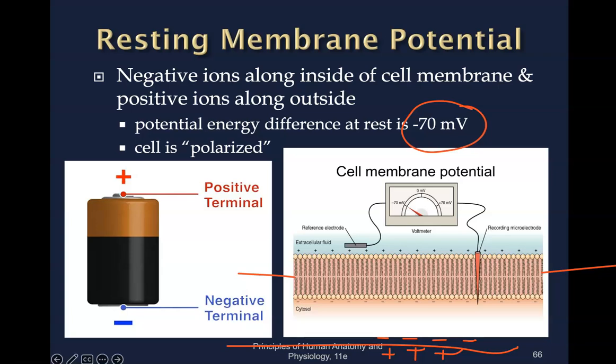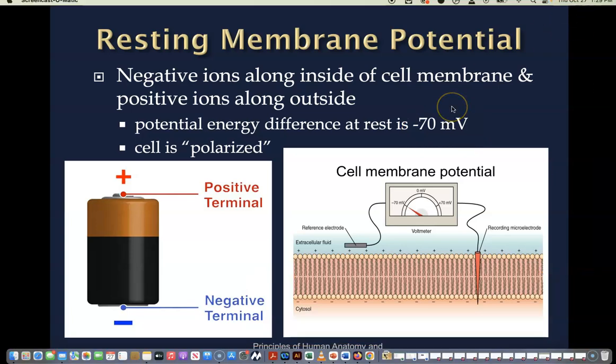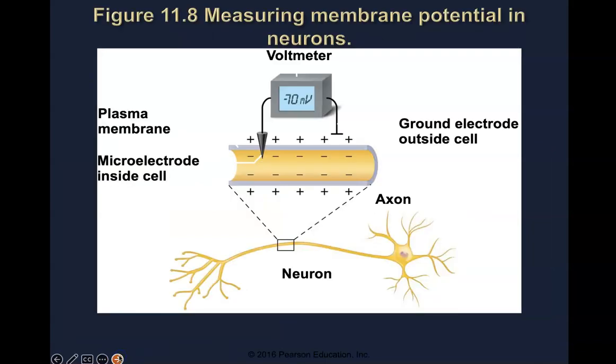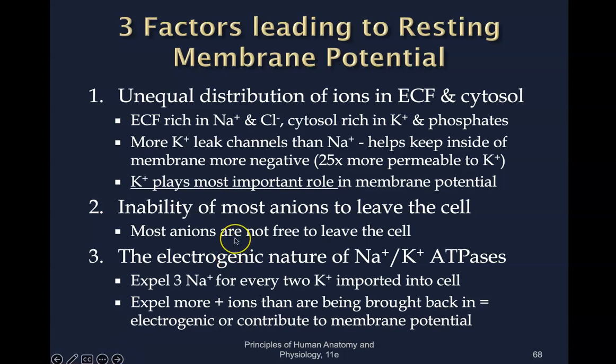So let's get farther into this. Let's talk about how we get this resting membrane potential, and hopefully that will help you make sense of it. This is just showing you the same thing, where they're using a microelectrode to measure that voltage difference. Pretty cool. The three factors that lead to this resting membrane potential are, one, and this is the most important one, the unequal distribution of ions in the extracellular fluid versus the cytosol.